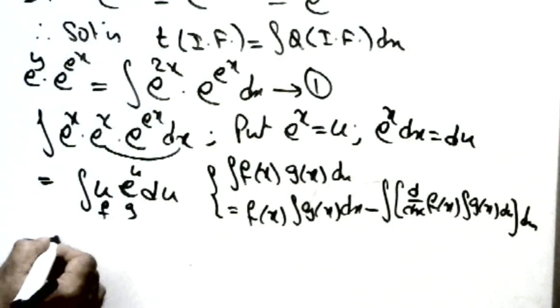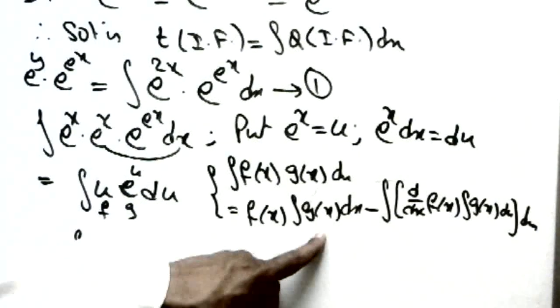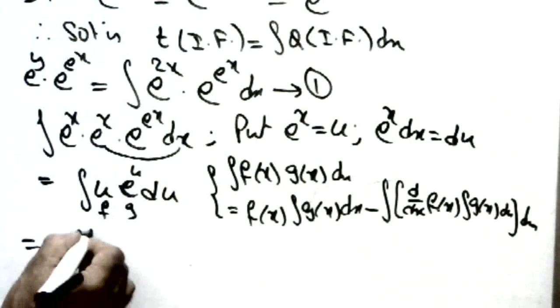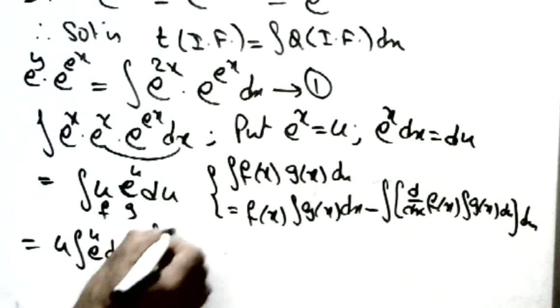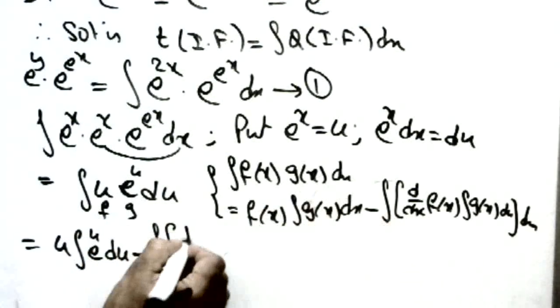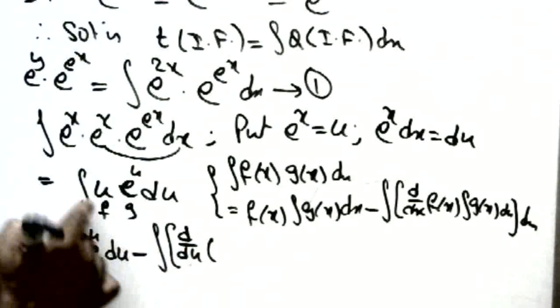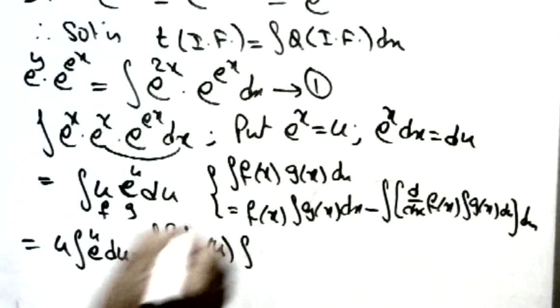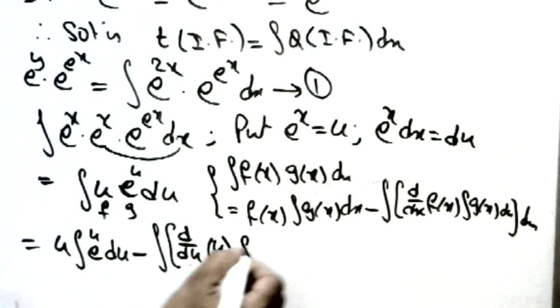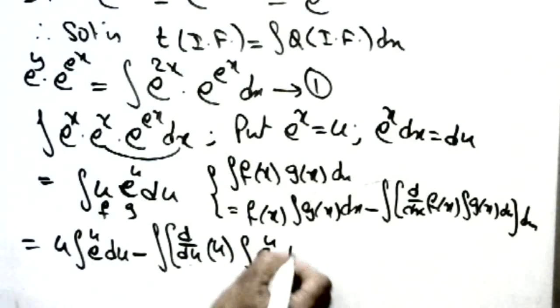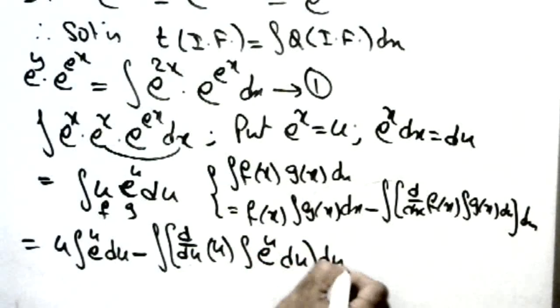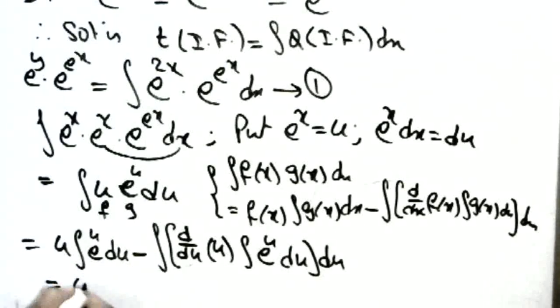Now substituting in this formula, f of x means u, times the integration of g of x, which is e power u du, minus the whole integration of d by du of f of x, which is u, times the integration of g of x, which is e power u du, whole du. Now let me continue this one.